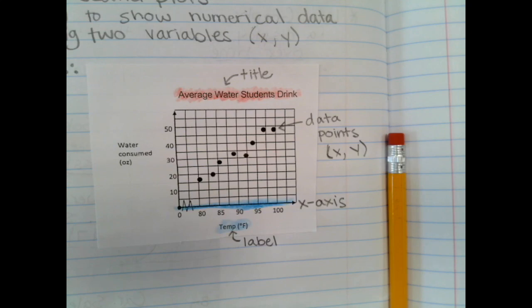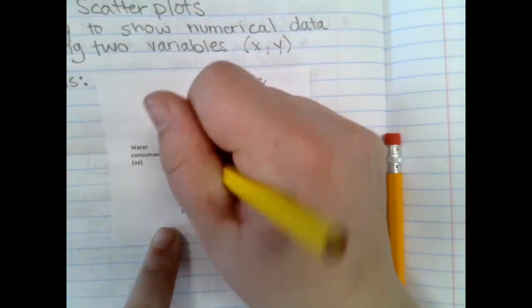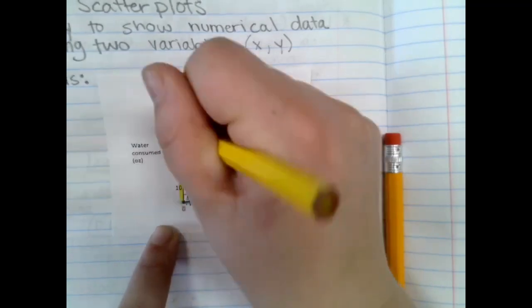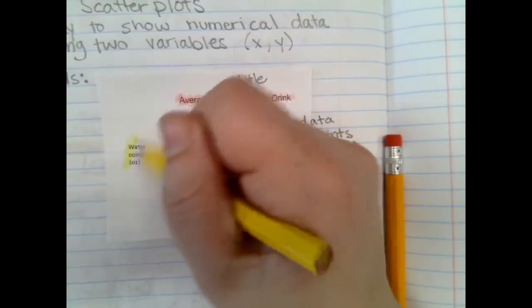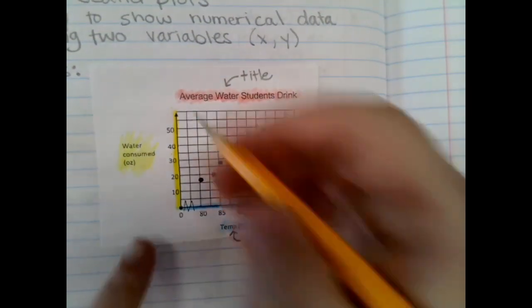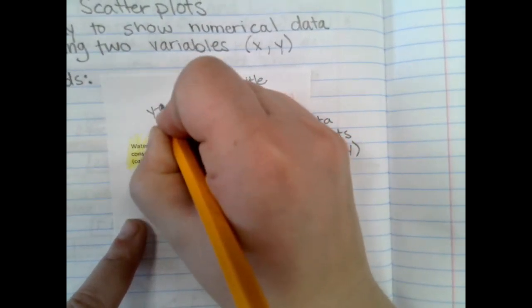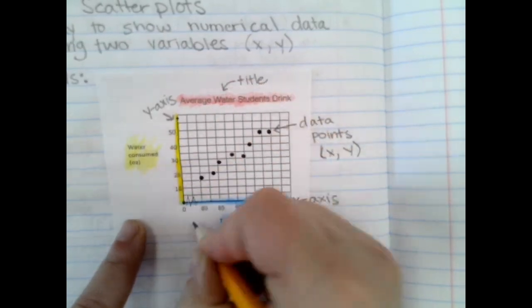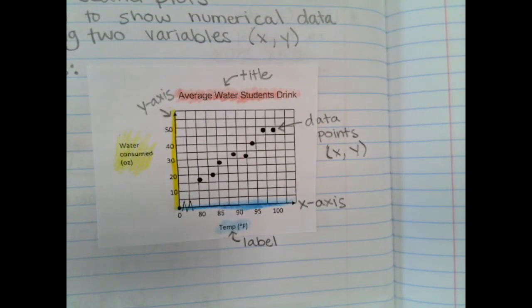All right, what do we see is another important part? Y-axis, which goes up and down, our vertical. And in this problem, what is our y-axis telling us about? The water consumed in ounces. So this part here, this is our actual y-axis, that line going up and down. But then this water consumed is our label.